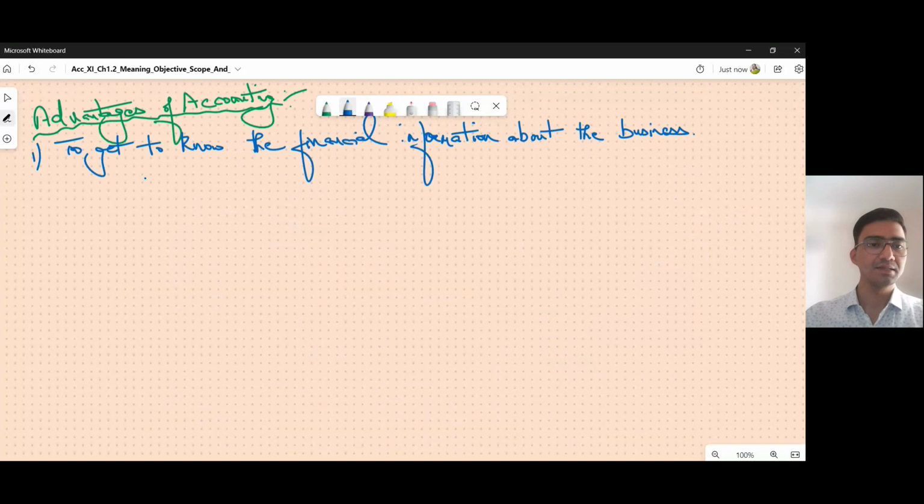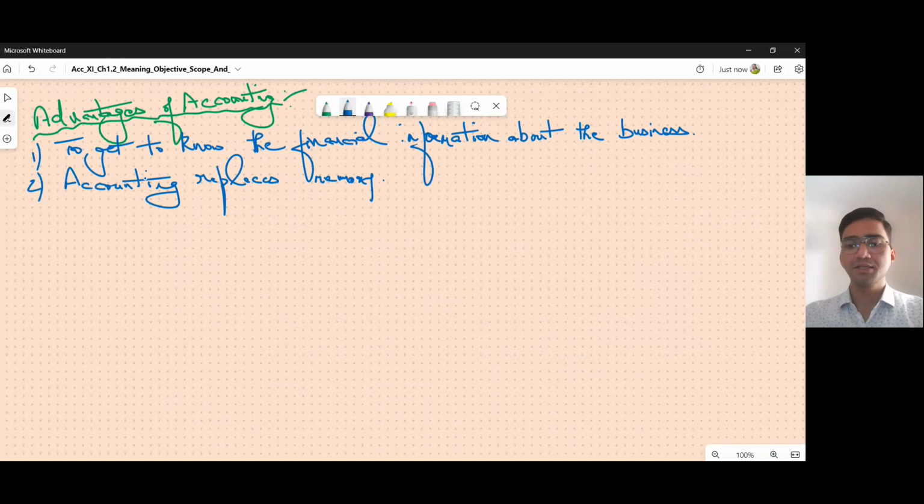The second point is it replaces memory. Accounting replaces memory. What does this mean? See, we write so many transactions. We know that we have umpteen number of transactions, n number of transactions in a business. In a month itself, for example, we have 100 transactions. What kind of transactions am I talking about? Maybe we purchase raw materials.